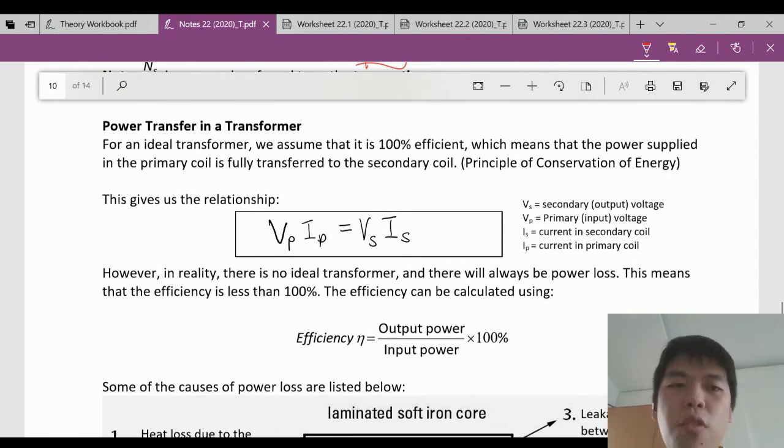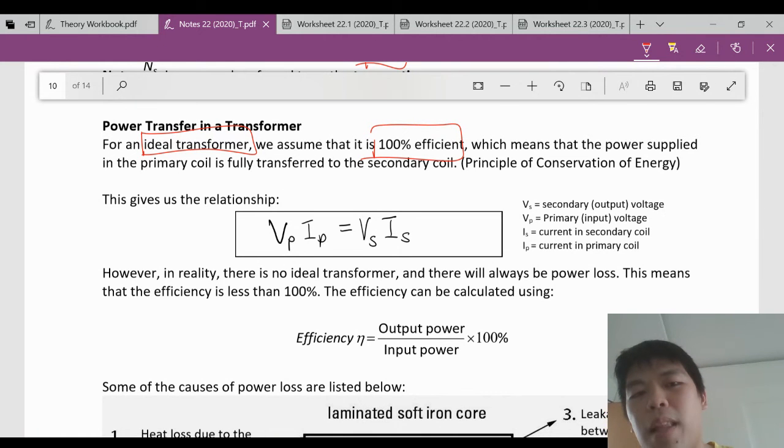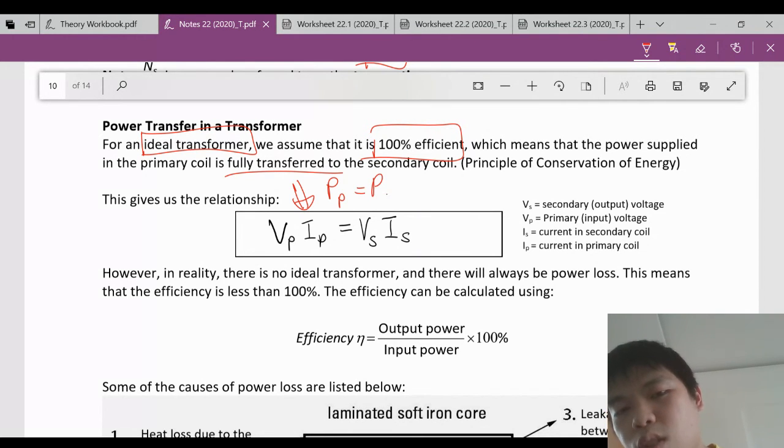Next, power transfer in a transformer. A lot of questions are usually asked: what is one assumption that you make when you use this transformer? We assume that it is ideal. That means there is no heat loss. We assume it's 100% efficient. Power supply is fully transferred to the secondary coil. Nothing is lost. So if nothing is lost, we will obey this equation, because we know that the power at the primary coil is equal to the power at the secondary coil.